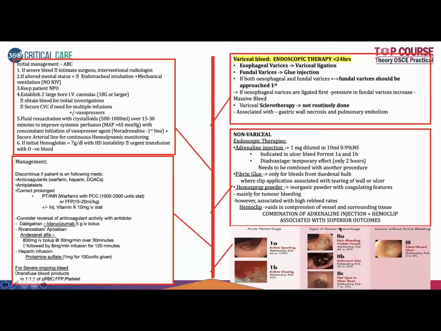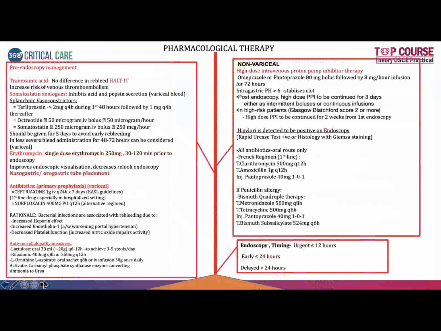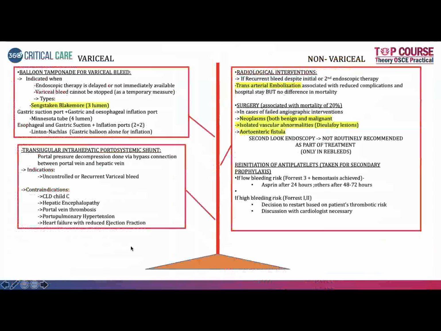Next is signs of recent hemorrhage, that is 2A, B, and C. 2A is a non-bleeding visible vessel, 2B is adherent clot, 2C is flat spot in an ulcer base. Grade 3 is clean base ulcer. So these are the various endoscopic therapies and the stigmata.